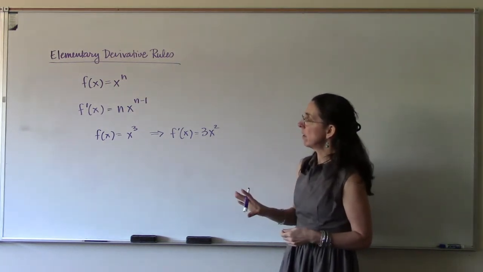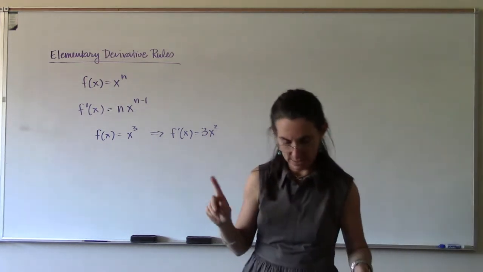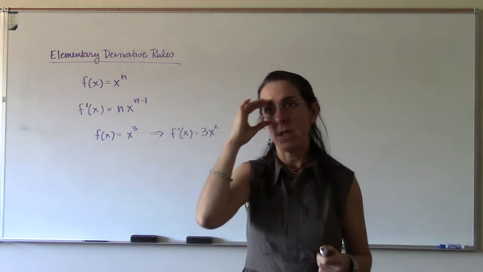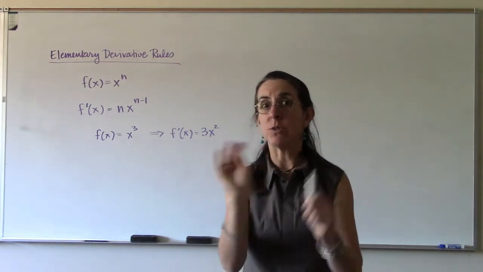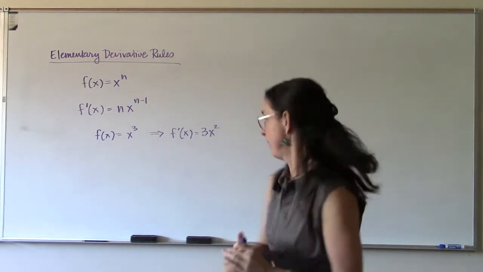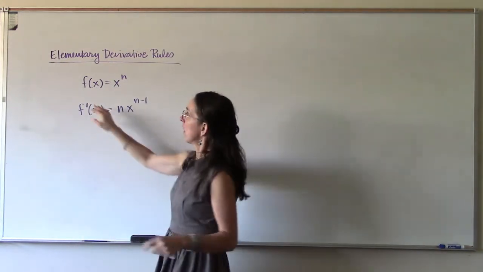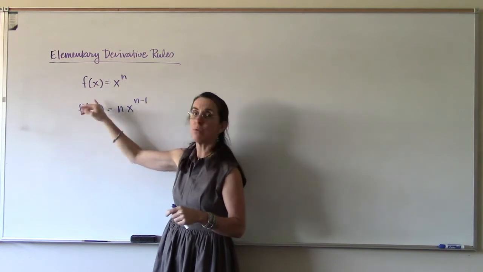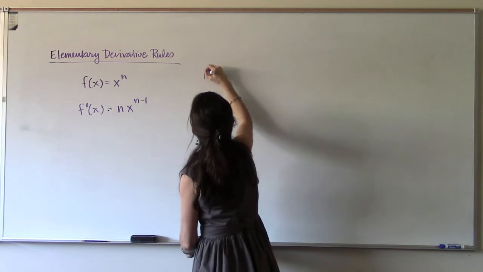I'll do some more examples in a minute, but before we continue, I wanted to talk real quick about a couple of alternative notations for writing the derivative. So we've used this one a lot: f is equal to this, f prime of x is equal to that. Here are some other notations.